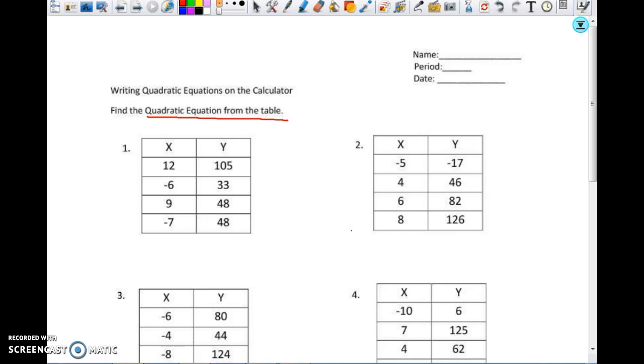So as you know, the standard formula of a quadratic equation is y equals ax squared plus bx plus c. Okay? So there is a way that Desmos will give you this equation. You just got to be careful how you put it in. Once you put it in, you'll just leave it there and then just change the table.